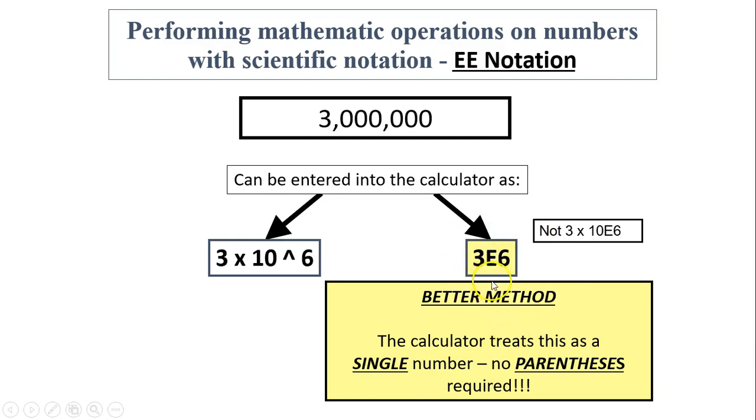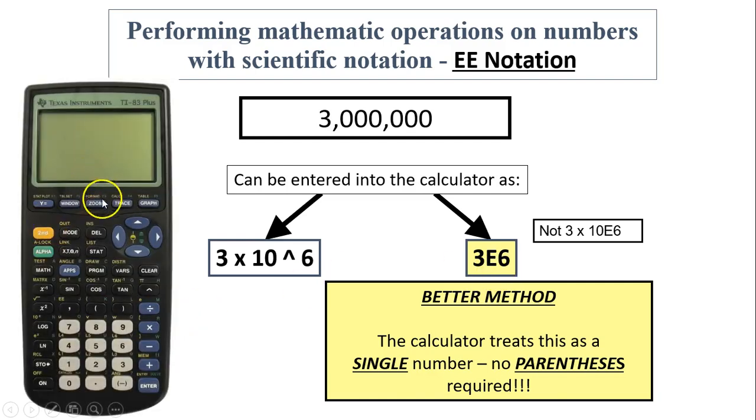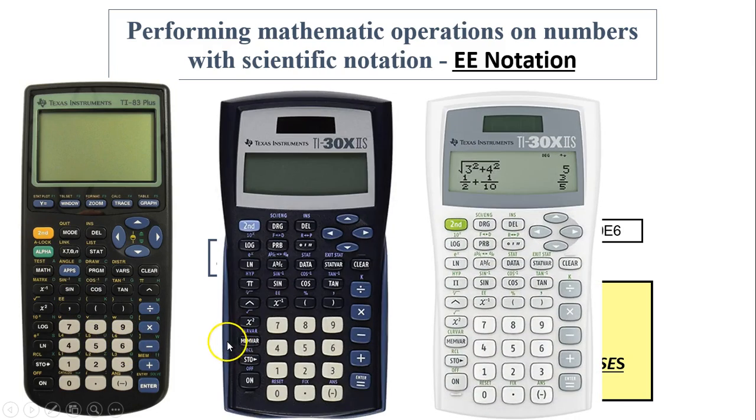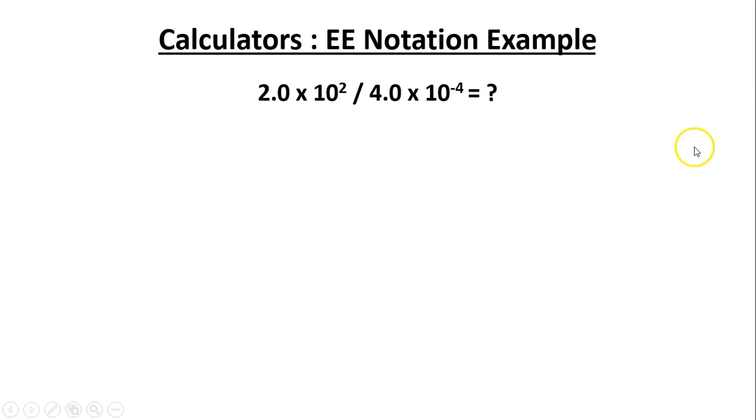Some of you probably know what it means. For those of you who do not know what it means, take out your calculator. If you have a graphing calculator, the button is EE, so you need to press second EE. To write this number, you use 3, second EE, 6. Now, if you don't have a graphing calculator and you have a scientific calculator, it's very similar. 3, second EE, 6. That's how you write the number.